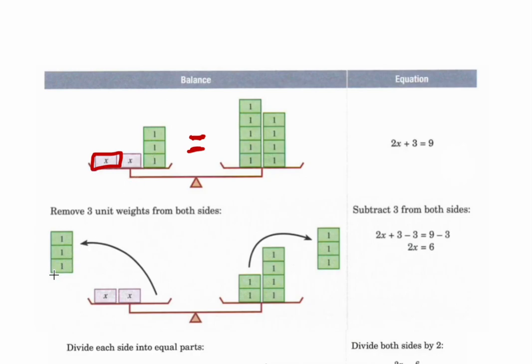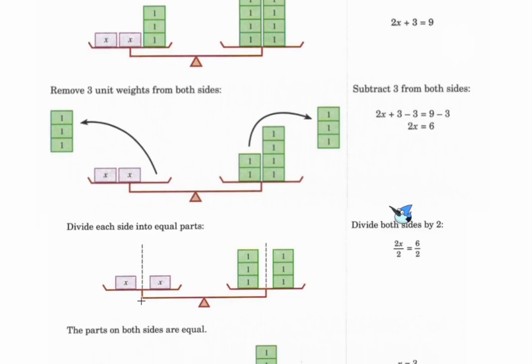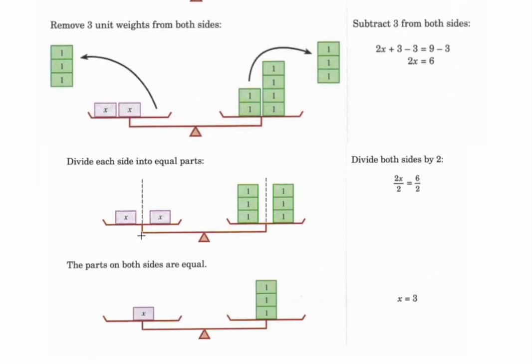Well, I first got to get rid of 3 of these blocks on the left-hand side, but that means my right-hand side is too heavy. So I got to also subtract 3 blocks from the right-hand side to even it out, keep it equal. Okay, that's what we did. We subtracted 3 from both sides when we were solving it algebraically. So first we subtracted 3 from both sides. They showed it right there. And then we have just 2 x blocks left, and we have 6 blocks left over on the right-hand side.